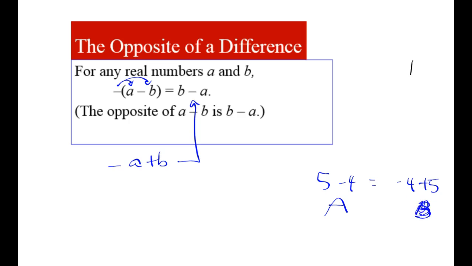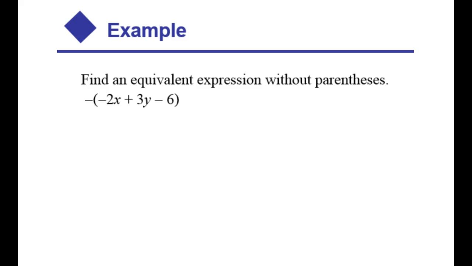So sometimes instead of leaving the answer negative 4 plus 5, which deals with two signs, sometimes it's easier just to write one sign. So that's what they're saying. B minus A might look a little bit better than negative A plus B, but it's the same. They're equivalent. So find an equivalent expression by eliminating the parentheses.